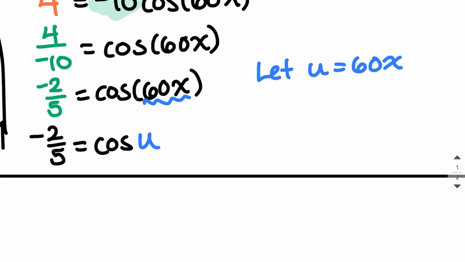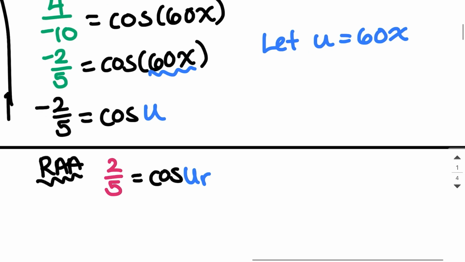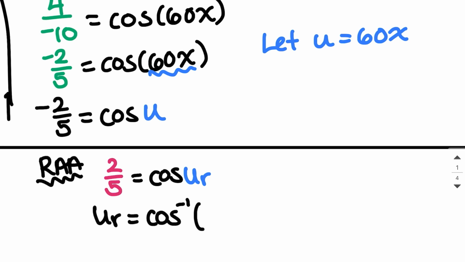Well, don't forget that we have to find our related acute angle first. This is really important. In order for us to be able to find a related acute angle, we need to use the positive version of this ratio right here. So we're going to say 2 over 5 is equal to cosine of u sub r, because we're finding a related acute angle. And then to solve, I'm going to say that u sub r is equal to the inverse cosine of 2 over 5.